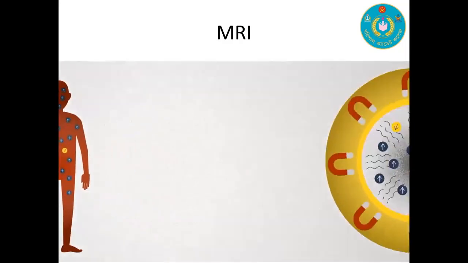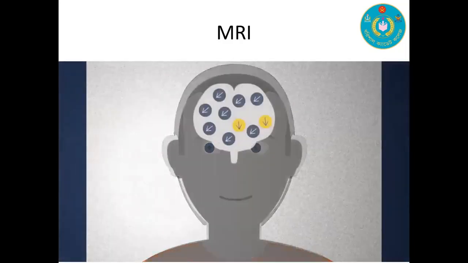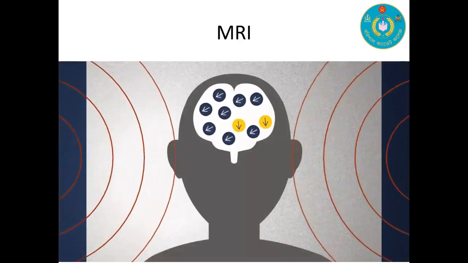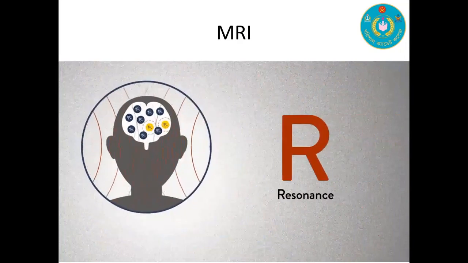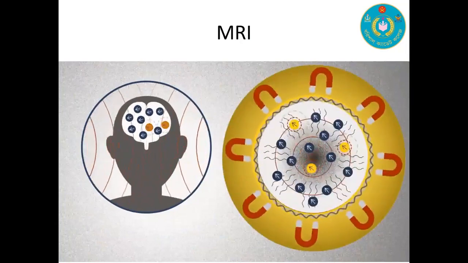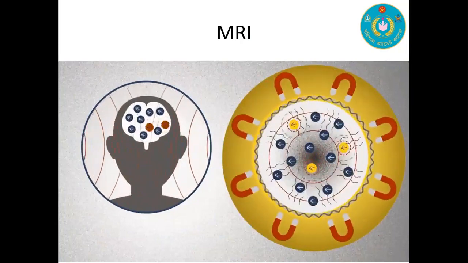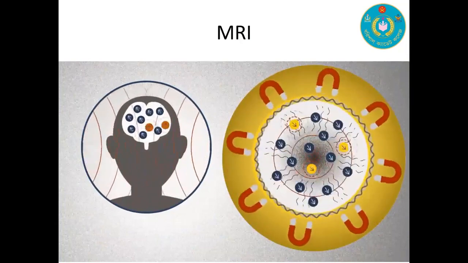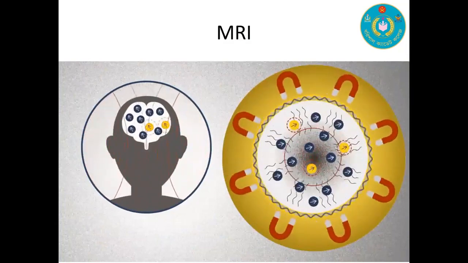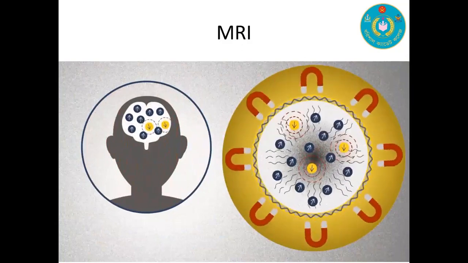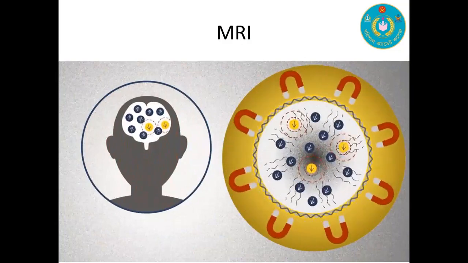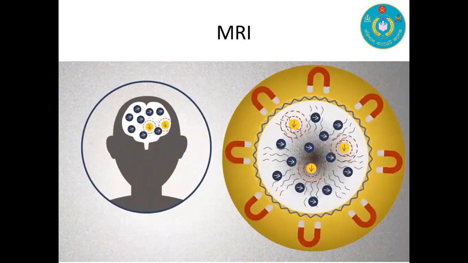Here, when a strong magnetic field is applied to the body, protons are aligned to the direction, and for external magnetic fields, it produces a resonance. Then, if an electromagnetic wave of a definite frequency is sent, these protons receive energy from that wave and change their direction. This process is called nuclear magnetic resonance.